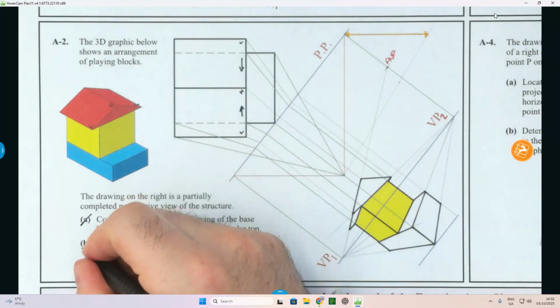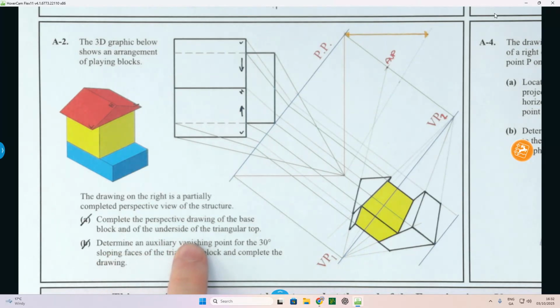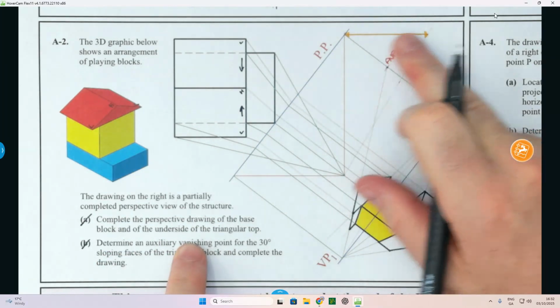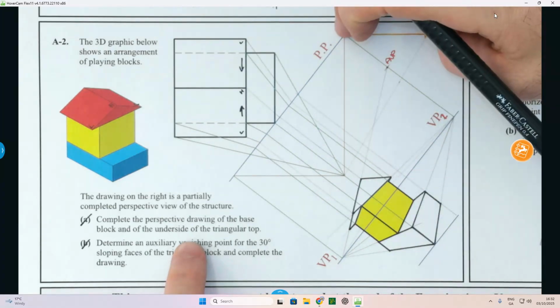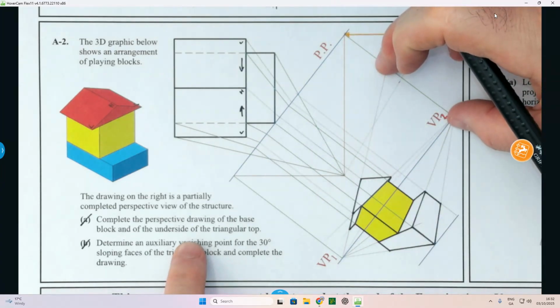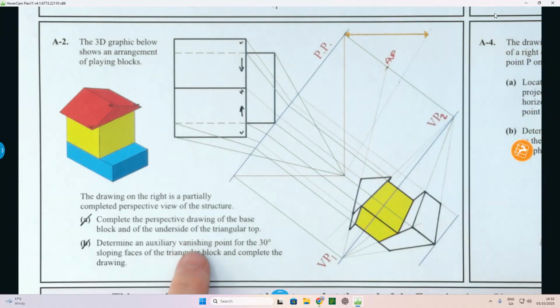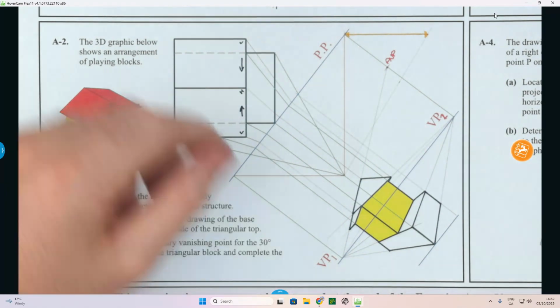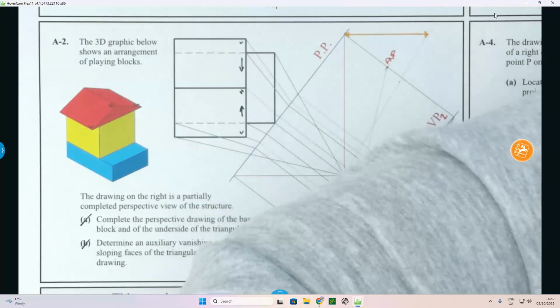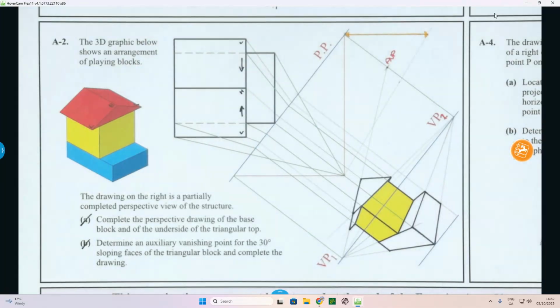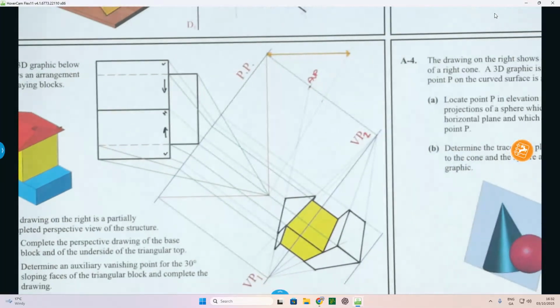Part B done. So determine auxiliary vanishing point, which we did. We determined that by putting in the 30-degree angle there and taking the height that we got from that and applying it above our vanishing points to determine our auxiliary vanishing point. Then we had to complete the drawing by projecting the right lines. So that's part B of the question done, and part 2 of the questions done. What we're going to move on to now is question number 3. It's top right of the page. So I'm just going to move my sheet there again.